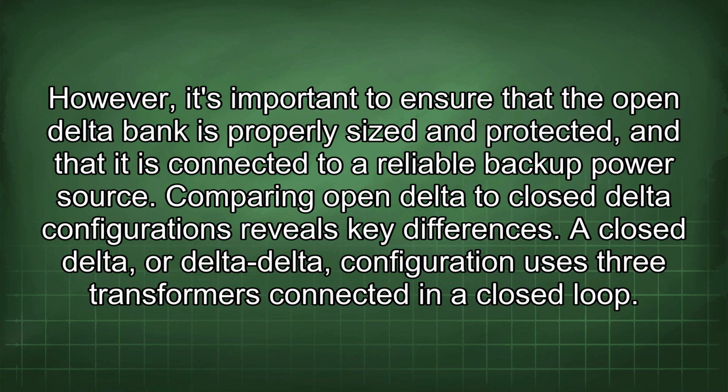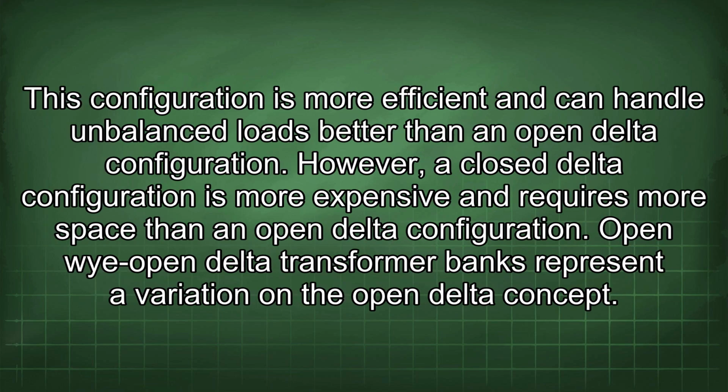Comparing open delta to closed delta configurations reveals key differences. A closed delta, or delta-delta configuration, uses 3 transformers connected in a closed loop. This configuration is more efficient and can handle unbalanced loads better than an open delta configuration. However, a closed delta configuration is more expensive and requires more space than an open delta configuration.